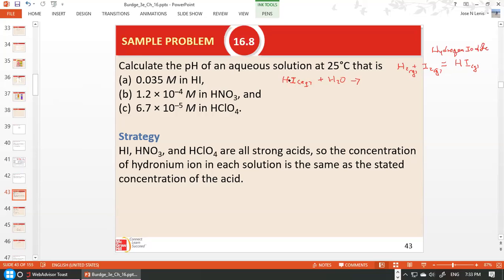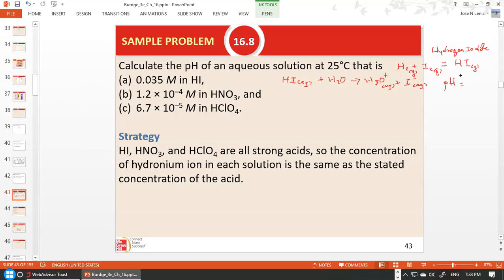We need to make sure if this is weak or strong. So yes, this is in the list of strong acids. So that means we have complete ionization here to form H3O+ plus I-, and everything here is aqueous. And the problem is, what is the pH of that solution? Notice that that is independent of the volume.